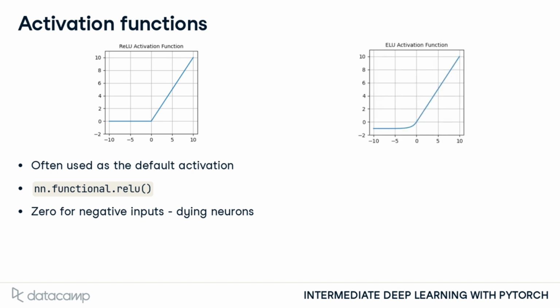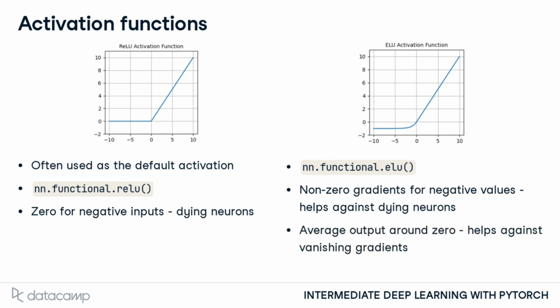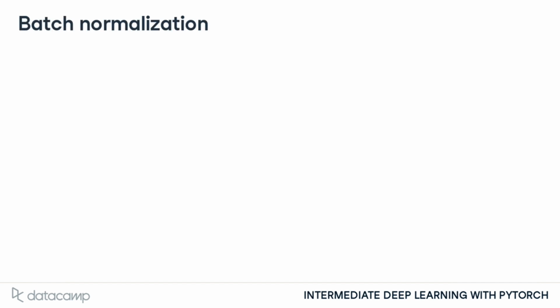The ELU, or exponential linear unit, is one activation designed to improve upon ReLU. It's available as nn.functional.elu. Thanks to non-zero gradients for negative values, it doesn't suffer from the dying neurons problem. Additionally, its average output is near 0, so it's less prone to vanishing gradients. A good choice of initial weights and activation functions can alleviate unstable gradients at the beginning of training, but it doesn't prevent them from returning during training.